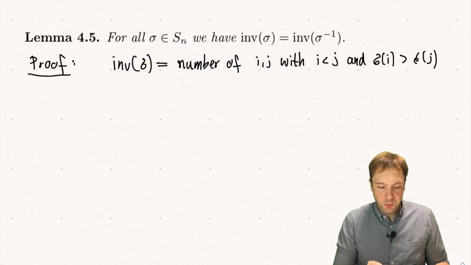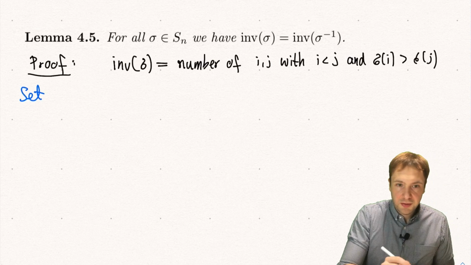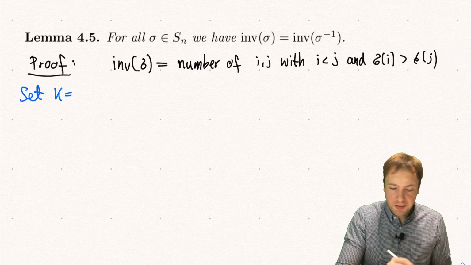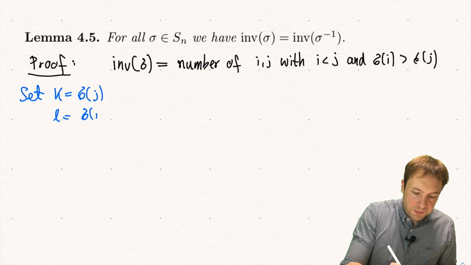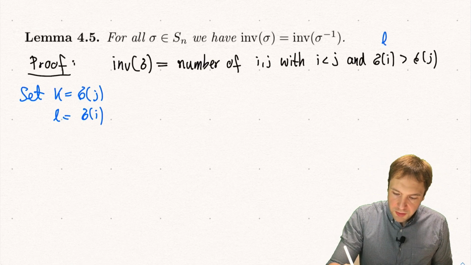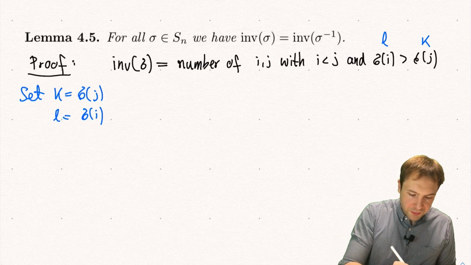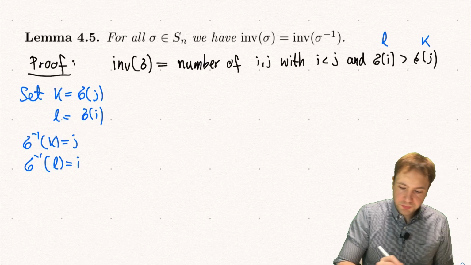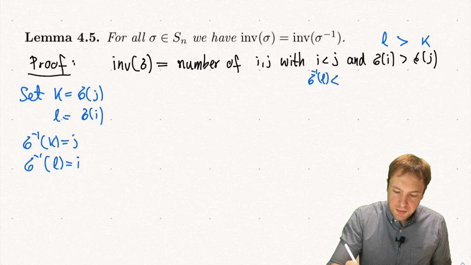And now we do some renaming. So we now denote by k the sigma of j and by l the sigma of i. So l is greater than k, and therefore sigma inverse of k is j and sigma inverse of l is i. So here l is greater than k, and this is smaller than sigma inverse of k.